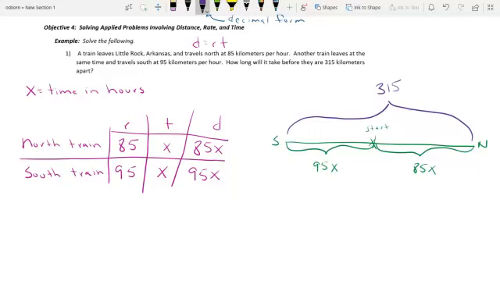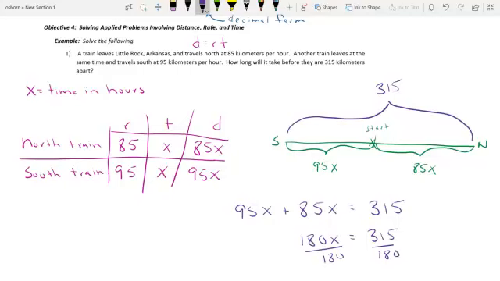Now, if you look at the picture, hopefully it's straightforward that we want to know when 95x plus 85x will equal 315. So we combine our like terms. That gives me 180x equals 315. Then I divide both sides by 180, and that should give me x is equal to 1.75 hours.